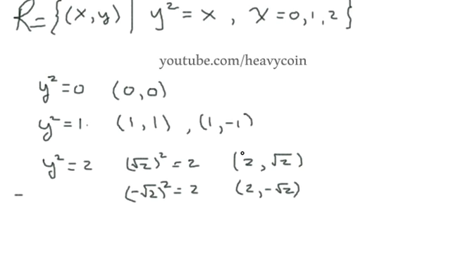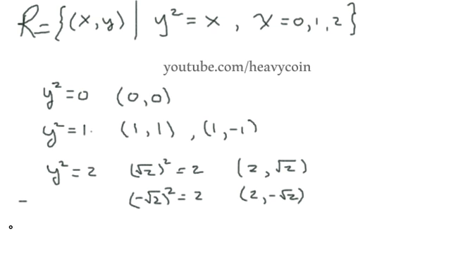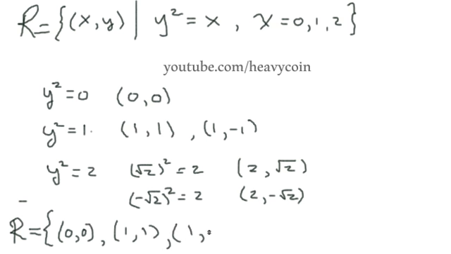Now let's write R as the set of ordered pairs. So R is equal to, the first one would be (0, 0). And then we could write (1, 1). And by the way, it doesn't matter what order you write these in, but we're writing it in this order right now. And of course you have (2, square root of 2) and (2, negative square root of 2). And I believe that's all of them.